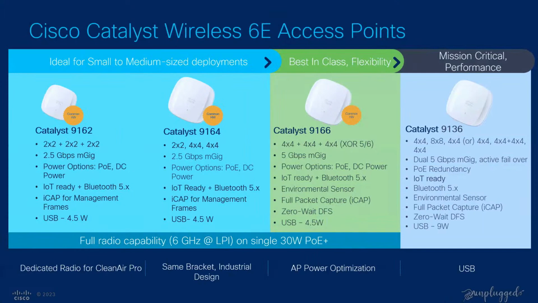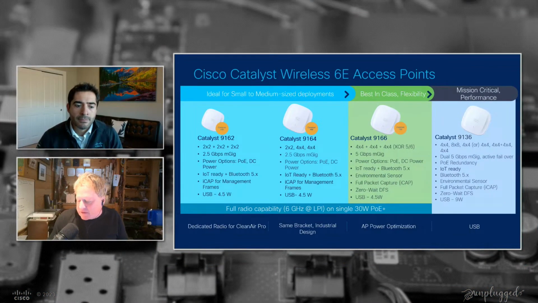Yeah, no problem. So let's wrap this up here. We want to do a little bit of an advertisement here. These are the 6E access points that Cisco is currently offering. These are all indoor access points. We do have an outdoor access point, I'm not showing it, it's the 9167. But let's take a look at the indoor lineup.